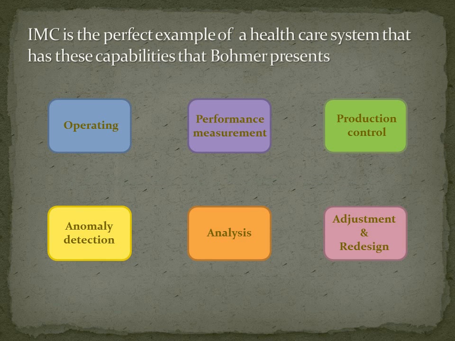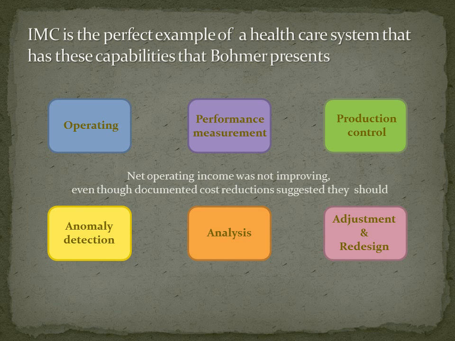Analysis. Well, one example of an analysis made by Intermountain Healthcare was that their clinical improvement projects routinely showed significant cost savings, but the administrators kept complaining that they were not seeing improvements in their operating budgets. Net operating income was not improving, even though documented cost reductions suggested they should.